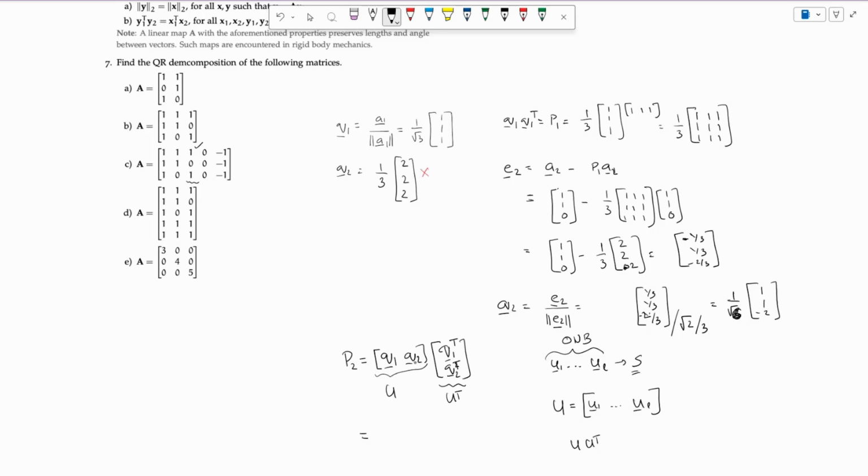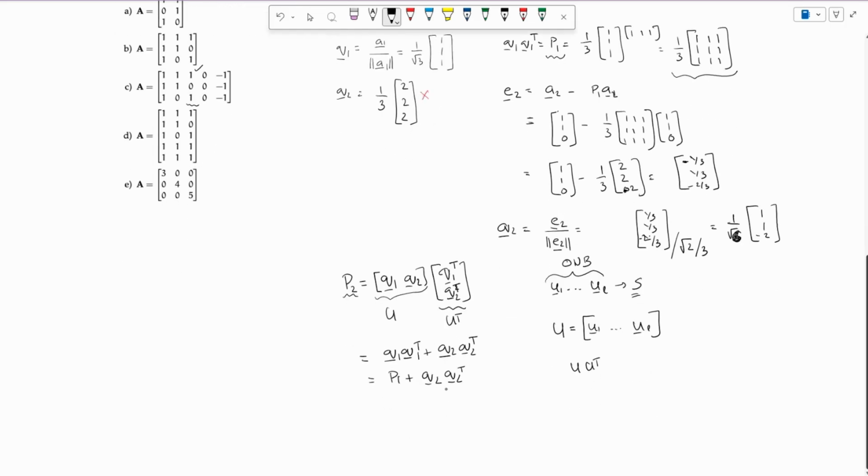If you expand this out, it will come out to be Q1 Q1 transpose plus Q2 Q2 transpose. So to compute P2, you don't have to do the entire multiplication again. We've already found out what is P1, Q1 Q1 transpose. That's this matrix. All we need to do is compute Q2 Q2 transpose and then add it to P1. So P1 plus Q2 Q2 transpose. All we need to do is compute Q2 Q2 transpose. What is Q2 transpose?